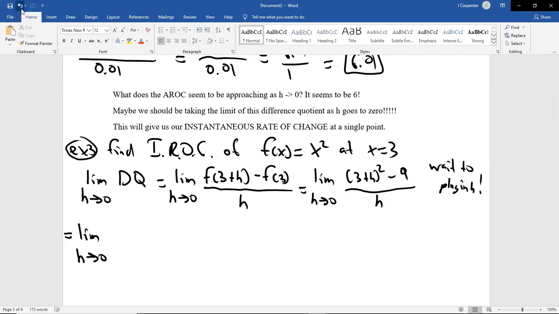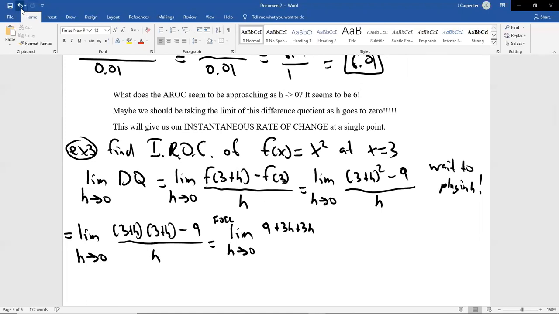The 3 plus h, we can FOIL that out. So that's 3 plus h times 3 plus h, then minus the 9 all over the h, equals, and yes, you have to keep writing the limit as h goes to 0 until you plug it in. We're going to FOIL the 3 plus h. 3 times 3 is 9. 3 times h, that's a plus 3h. The inner is the same thing, h times 3, that's another plus 3h. And then the h times h is a plus h squared. We have the minus 9 at the end.